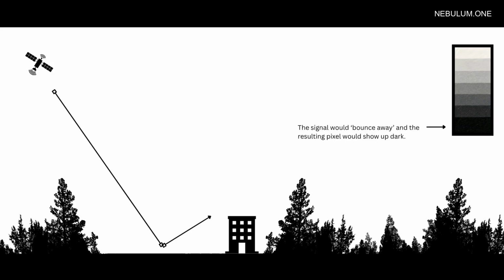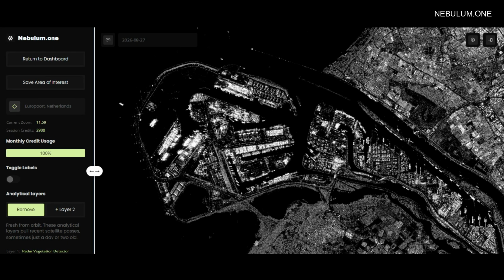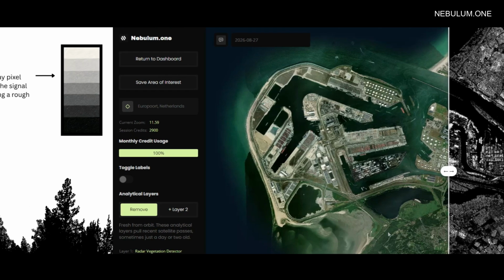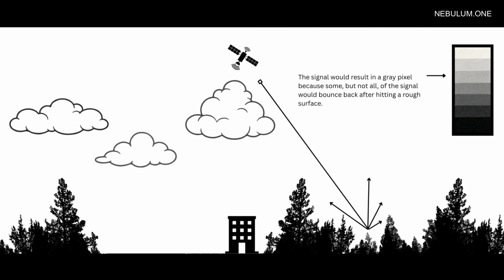So very little energy returns and the pixel shows up as dark or black. Rough surfaces scatter the signal in every direction, including back towards the satellite. So they tend to show up a little bit brighter.